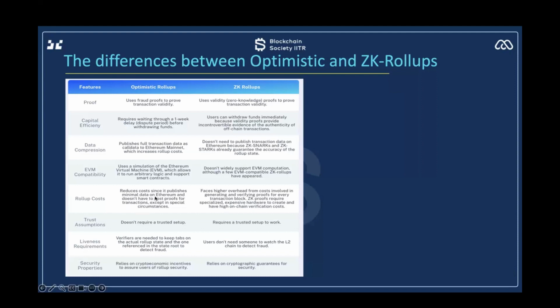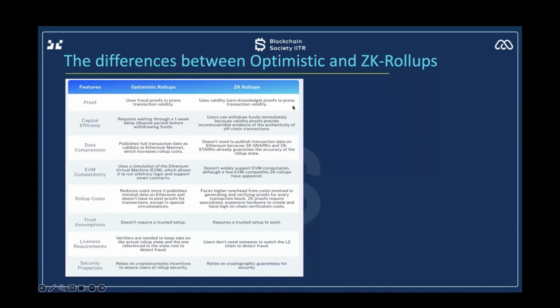And the rollup cost, these are the differences. For ZK rollups, they face high overhead cost because of the computation and the verifying rules. For optimistic rollups, trust assumption, it doesn't require a trusted setup. ZK rollups require a trusted setup, where the cryptography has to be trusted, that yes, the cryptography is working. On the liveness requirement, a verifier should be there for optimistic rollups, but in ZK rollups we don't need someone because the verification takes place through the verifier contract. Security properties, these are some basic things.